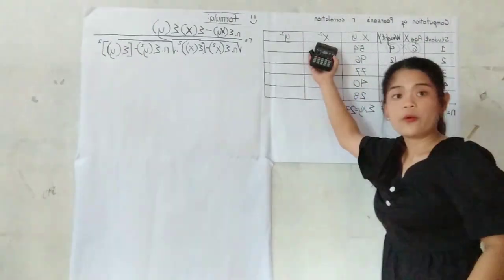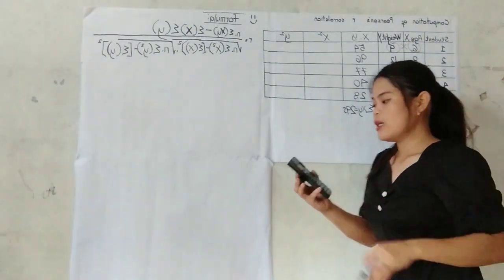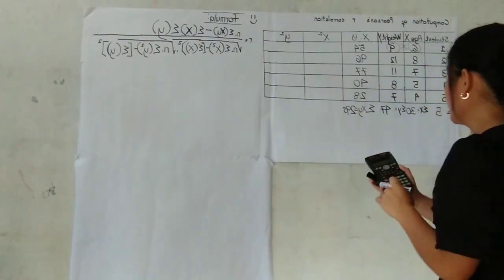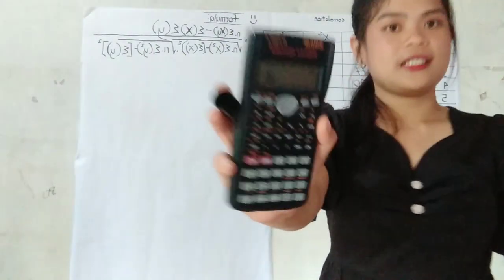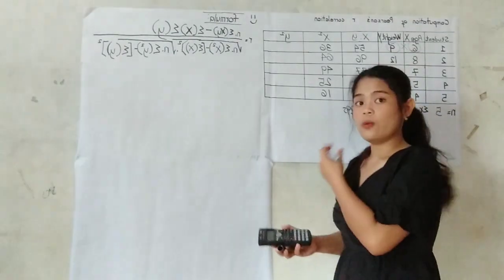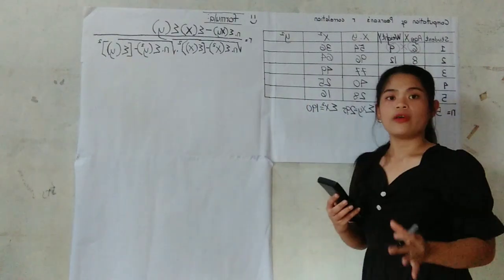Next will be the x squared. This one, you have 6 squared. You have to use your calculator to calculate this problem, like 6 squared, and the result will be 36. Write this, and so on. You have to add this one. Okay, 190. That will be our sum of x squared.